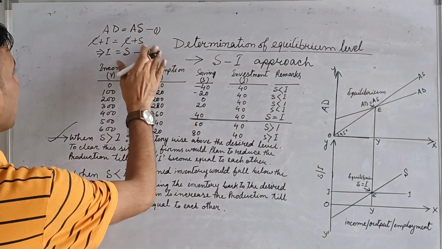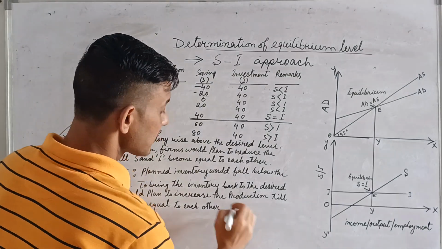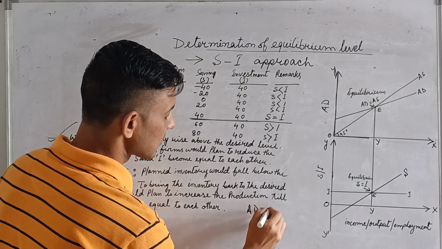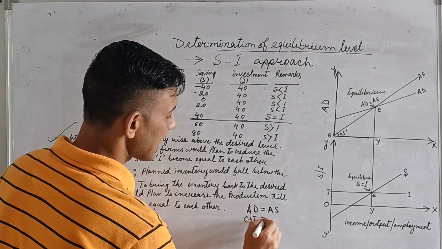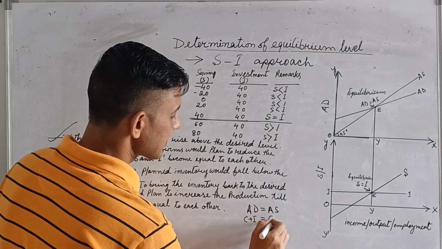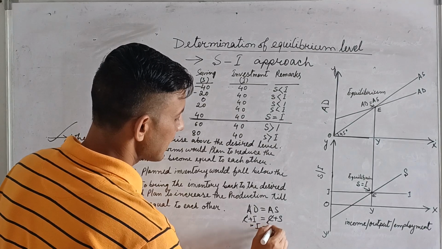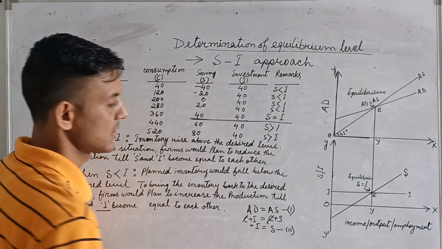If you have any confusion, then again I will show you here. See, in our previous video we discussed AD is equal to AS. AD can you write as C plus I, and AS is equal to C plus S. C and C cancel, then I is equal to S. So this one is the number 1 approach, and this one is the number 2 approach.